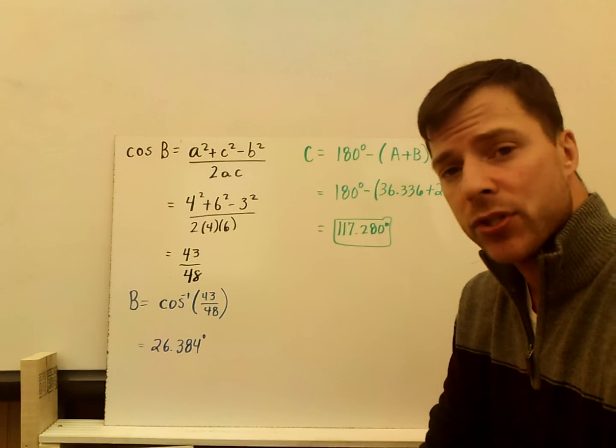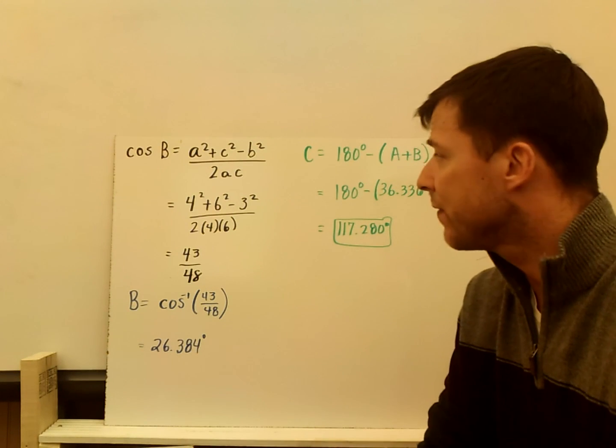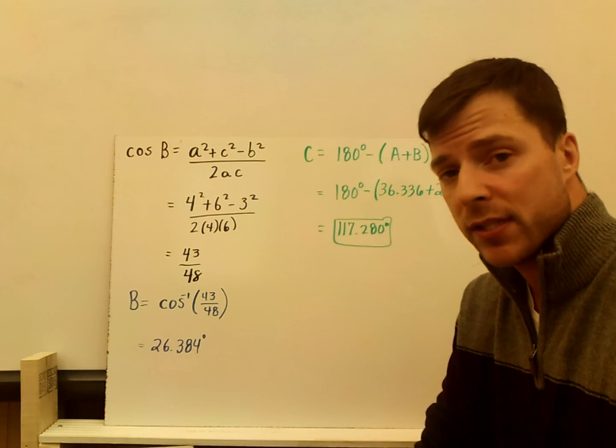These two examples showed side, side, side and side, angle, side for the Law of Cosines, and how to find both the missing side and missing angles.